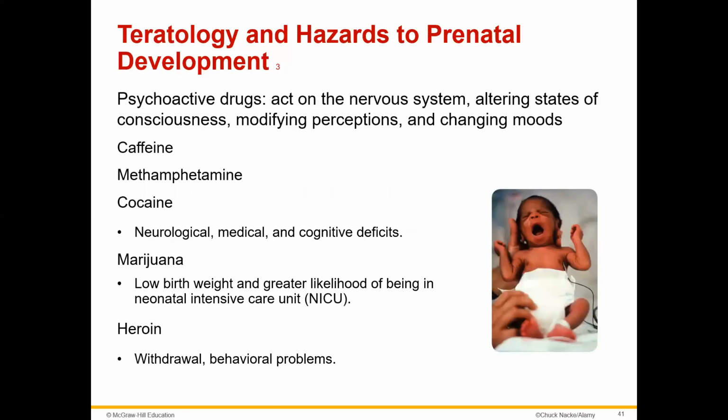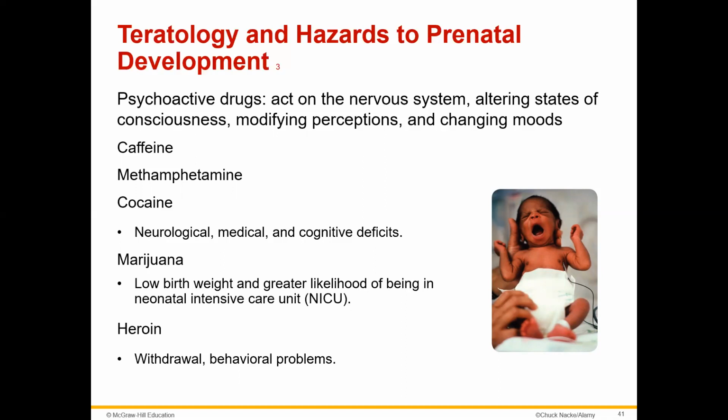Other teratogens, psychoactive drugs, these can be particularly harmful, at least some types of these. Psychoactive drugs are any drugs that act on your nervous system. They alter your state of consciousness, modify your perceptions, and change your moods. So these are, in many cases, drugs that people take to experience some kind of effect. They include caffeine, meth, cocaine, marijuana, heroin. I'm going to go over a couple of these at least.